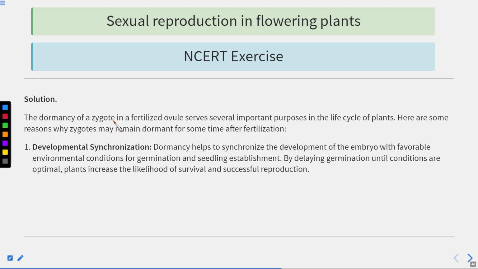Now the dormancy of a zygote in a fertilized ovule serves several important purposes in the life cycle of the plant. Now here are some reasons why the zygote may be dormant for some time after fertilization. First is the developmental synchronization. Dormancy helps to synchronize the development of the embryo with the favorable environmental conditions for germination and seedling establishment. So if the conditions are unfavorable, then the zygote can remain dormant.